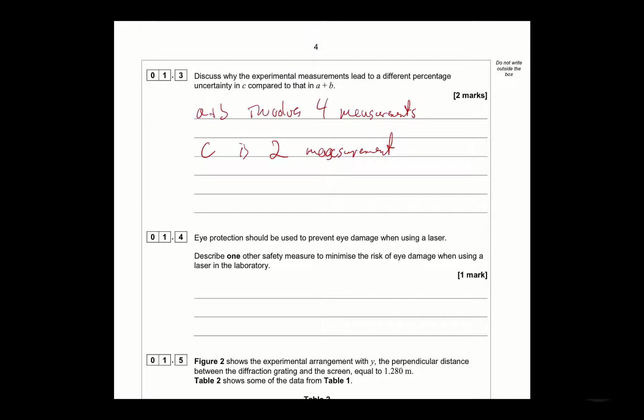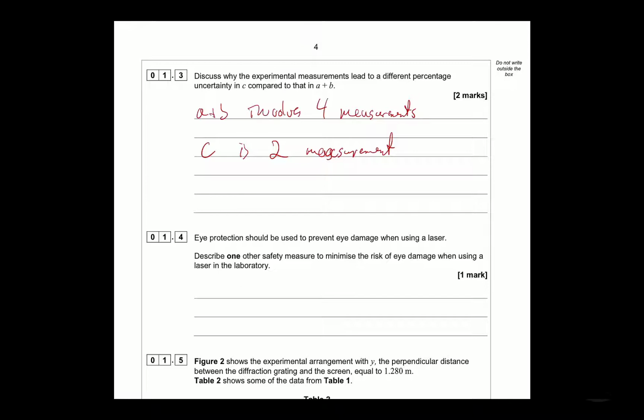Basically, because C is larger, with C you're going to have a much lower percentage uncertainty because you're measuring across a larger distance. So your uncertainty in any one measurement is going to be constant, and if you're measuring over a larger area, you're going to have less uncertainty.